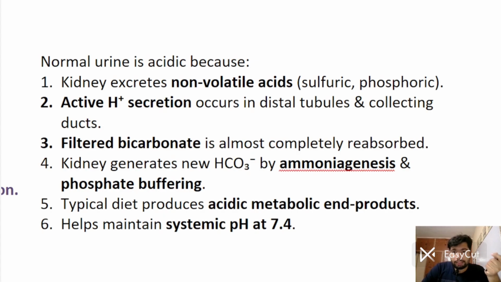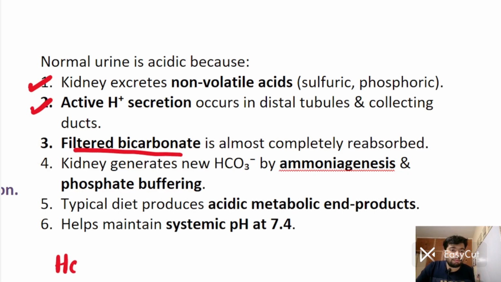The kidney will excrete non-volatile acids. First reason why the urine is slightly acidic is that the kidney excretes non-volatile acids like sulfuric acid and phosphoric acid. Second point is active secretion of H plus ions, which happens in the distal tubules and collecting ducts. So the first reason is this, the second reason is this. Third reason is filtered bicarbonate.